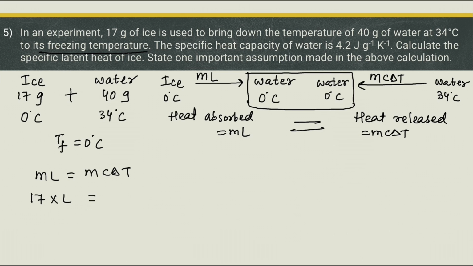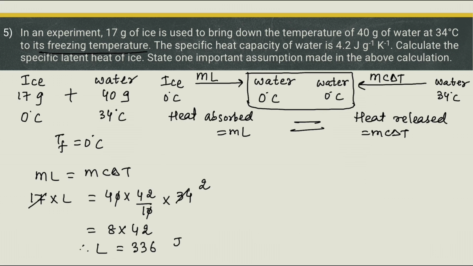L we want to find out. Mass of hot water is given 40 gram. Specific heat capacity is 4.2. And delta T, what is delta T? Delta T is 34. So this is 8 into 42, and that is nothing but 336 joule per gram. Okay, so specific latent heat of ice is 336 joule per gram.